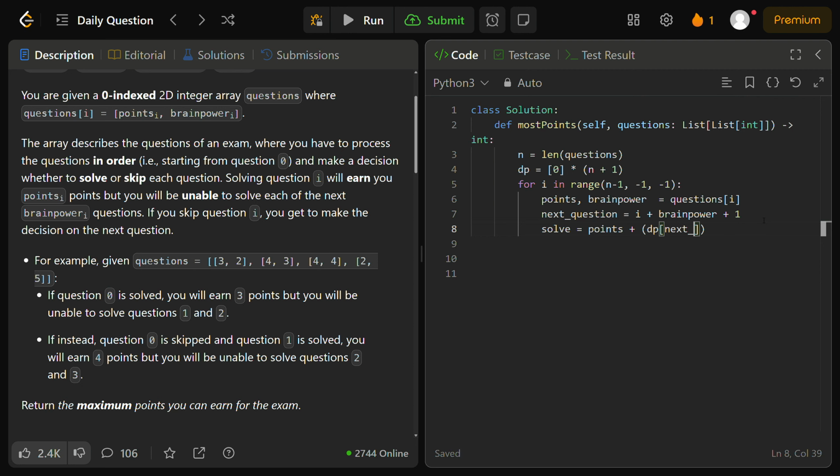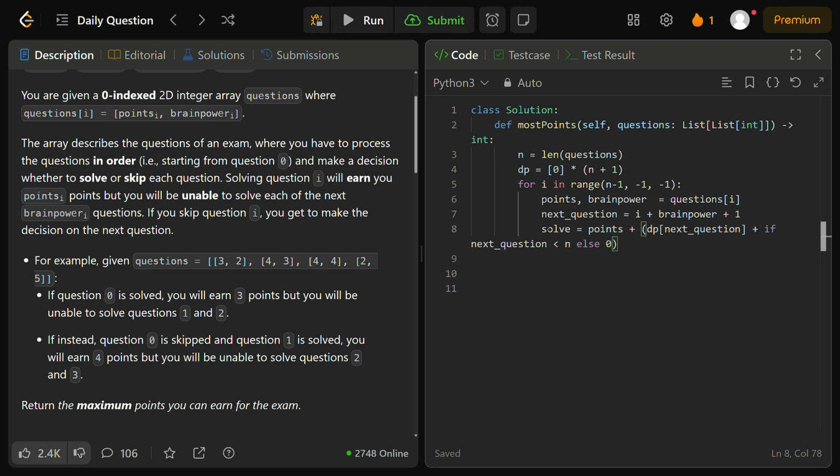Okay. And again, we calculated the index of the next question on line 7. That's going to be the index, and we're only going to add this to the points if that next question is within bounds. How do we know if it's within bounds? Meaning if the next question's index is less than n, the number of elements we have. If it isn't, then solve is going to be initialized to 0, right?